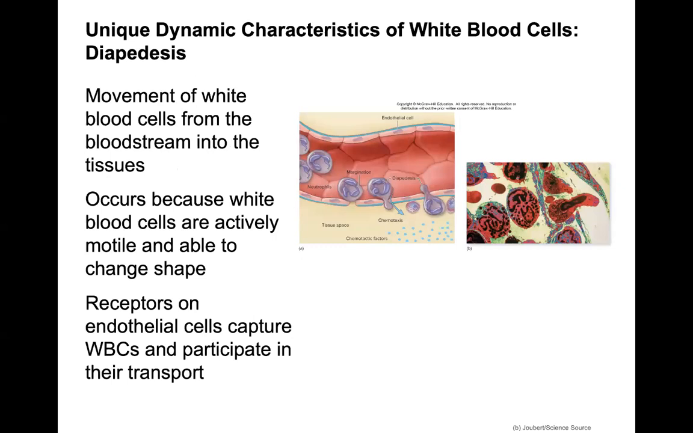Movement of the white blood cells from the bloodstream into the tissues occurs because white blood cells are actively motile and able to change shape. Receptors on the endothelial cells will capture the white blood cells and participate in their transport out. That process is called diapedesis, where the white blood cells are attracted to the chemicals outside the blood vessel. So they migrate to the walls here and then they squeeze their way out.